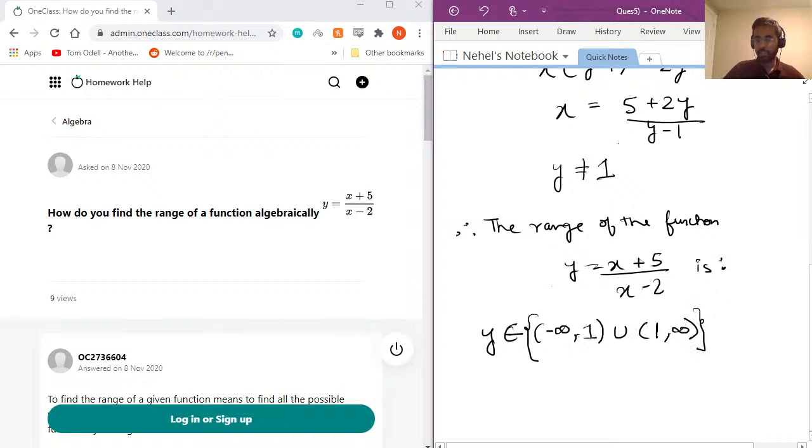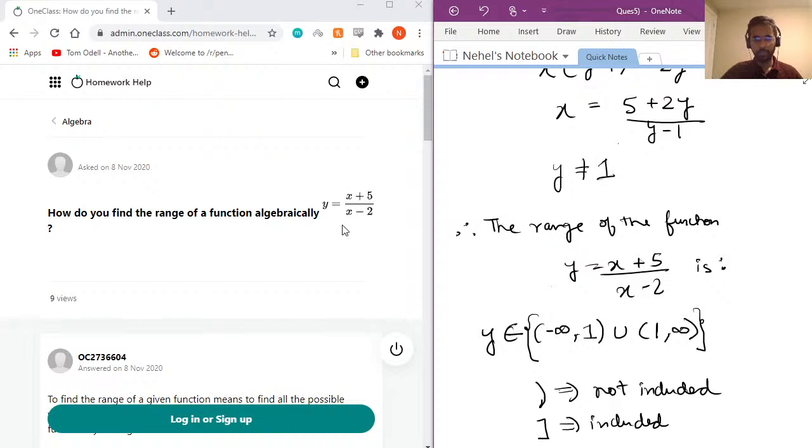It's very important to note that the normal bracket, in this case, represents not included. If it was a square bracket, we would say included. So since we have used a normal bracket, it means that 1 is not included in the range. Therefore, y belongs to the range negative infinity to 1 union 1 to positive infinity.